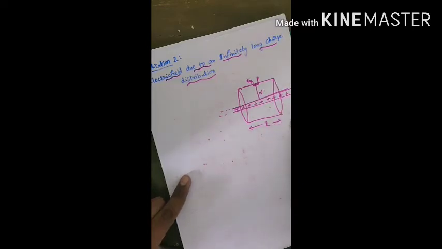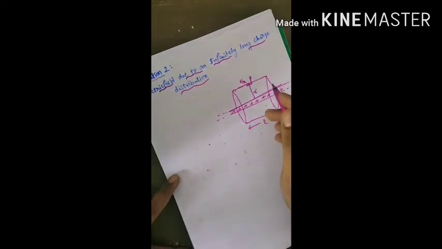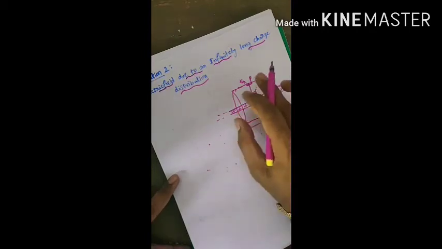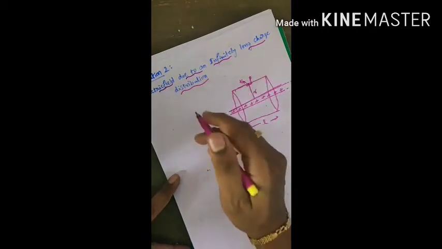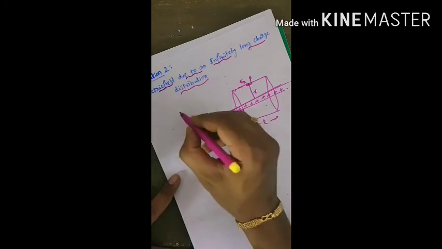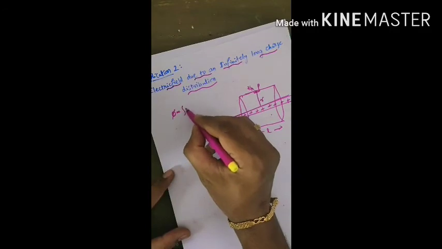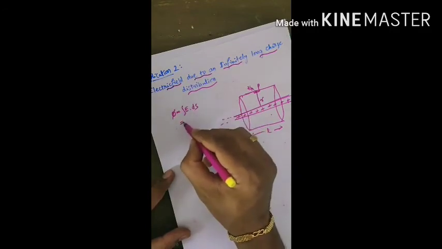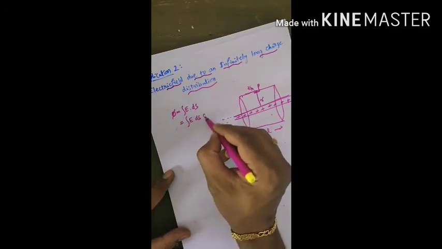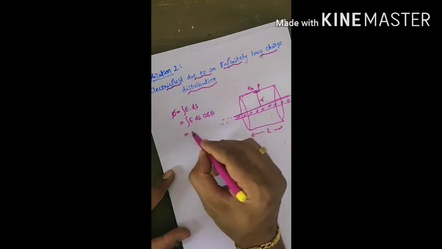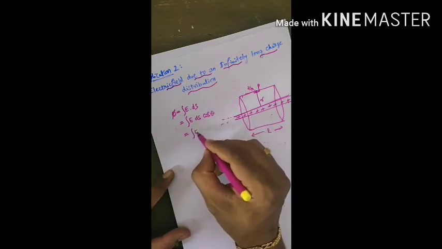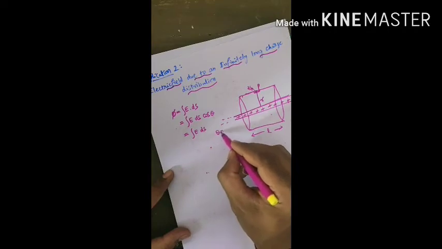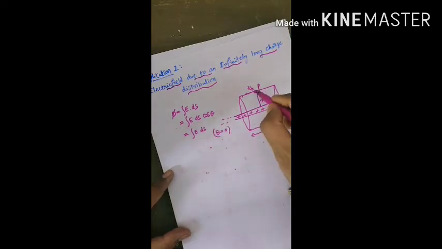Okay, so the net flux, the total flux through the cylindrical Gaussian surface is, I am writing phi is equal to integration E ds cos theta. Okay, and I am writing integration E ds. Why? Because theta is equal to 0. That means here the direction of E and ds will be parallel to each other.